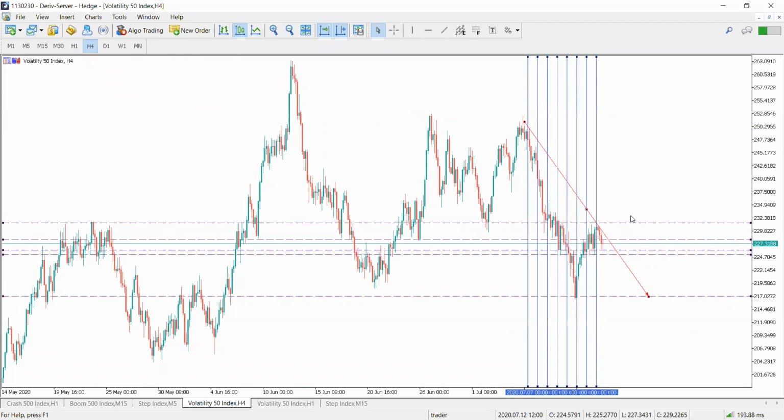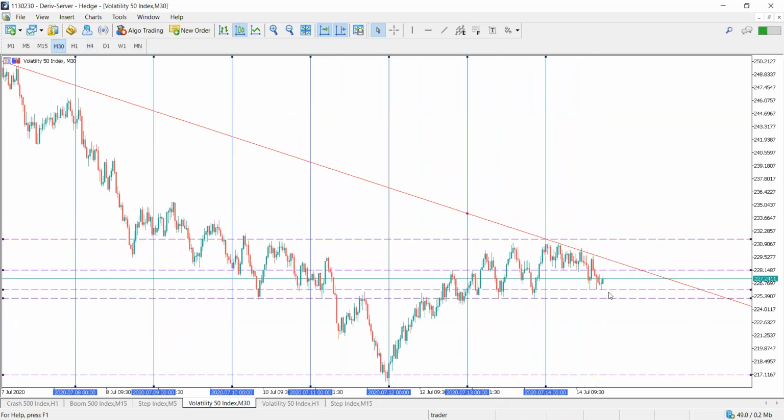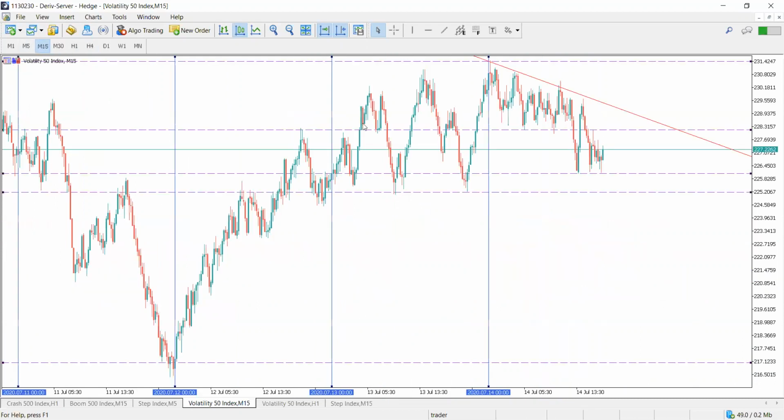You notice how I did not draw it like this. It's like this. So one major trend line. Still the same one on the H1. I go to M30, still the same trend line, okay? Go to M15, still the same trend line. And then the rest, the resistant areas, look at this.